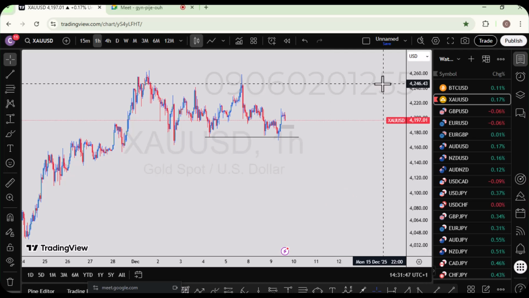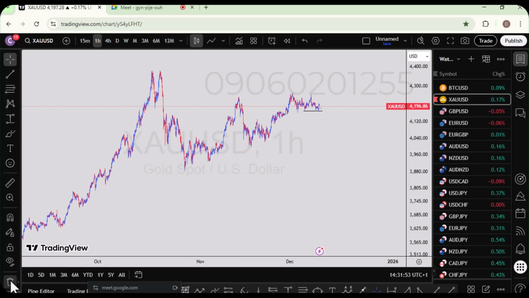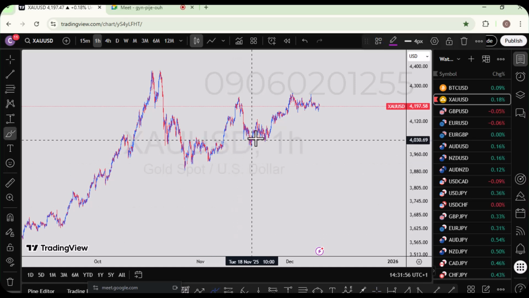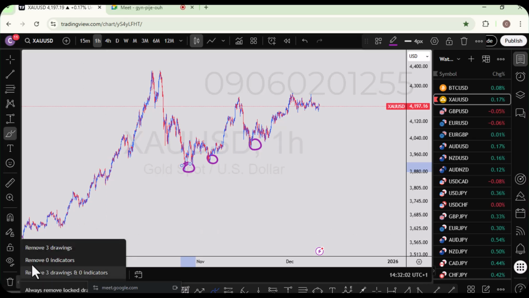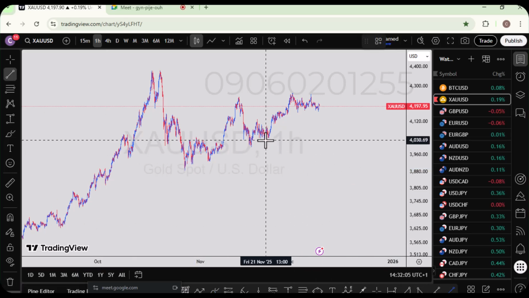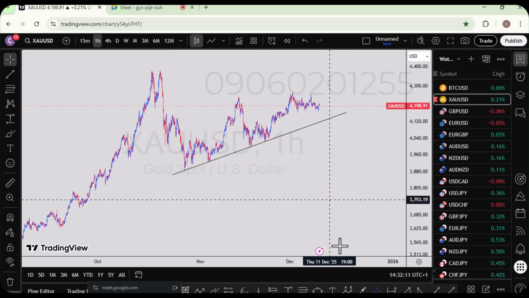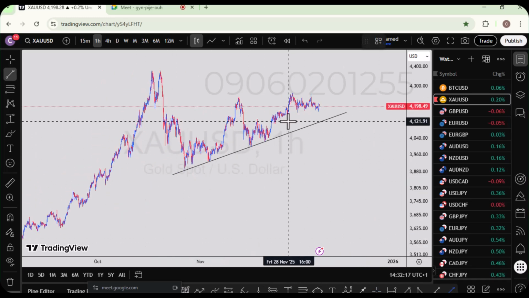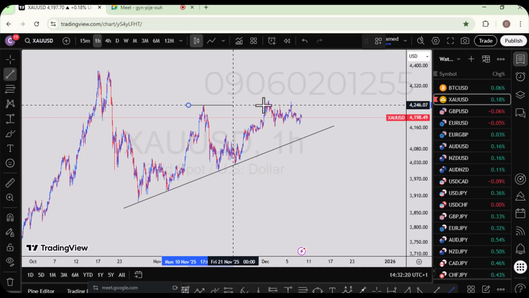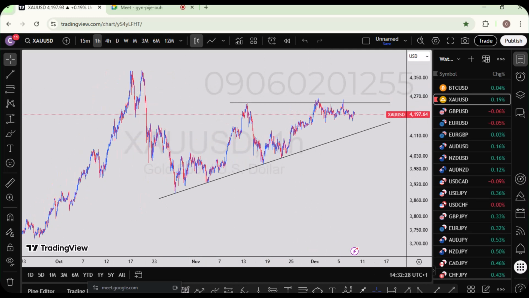So let's check gold. Based on gold, you can see we have a series of lows under lows. Let's see if we can connect all these lows from here all the way back, and extend it all the way forward. Now we have a rising trend line. From this level here, we're struggling to break above that resistance.